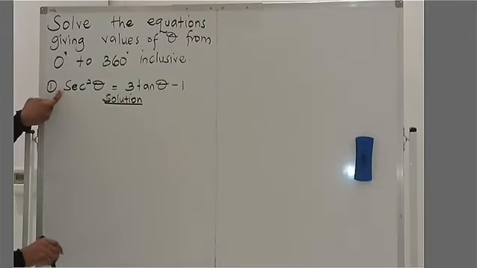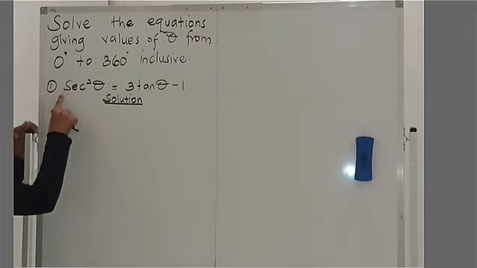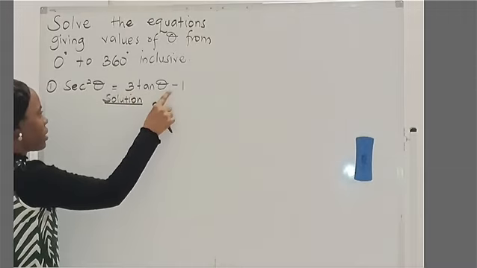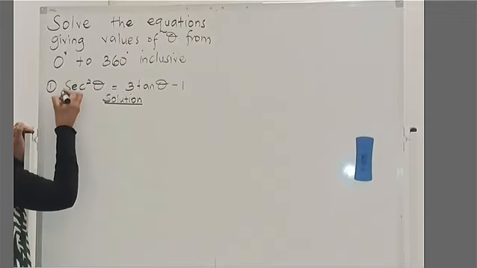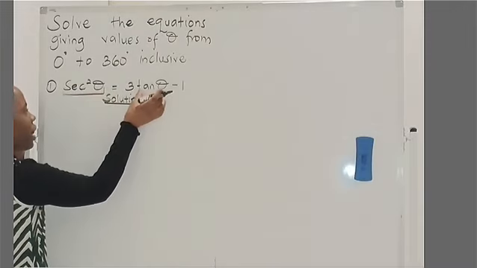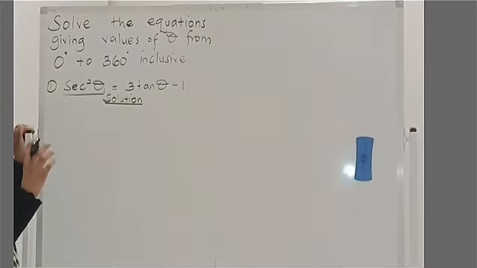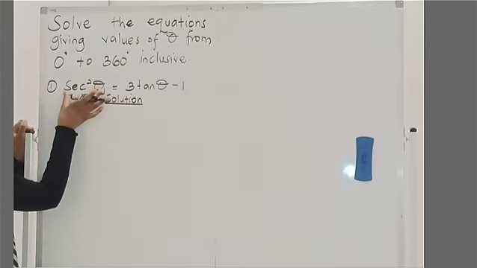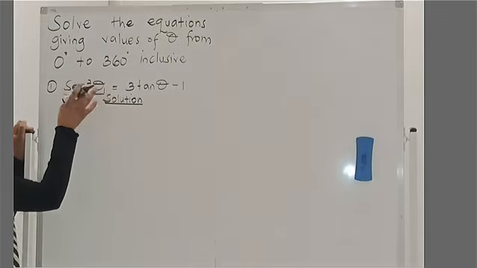Okay, let us solve for this one here. We have sec squared theta is equal to 3 tan theta minus 1. So we have sec squared here and we have tan. We have an identity that has sec and tan, so we are going to rewrite this or express it in terms of tan.